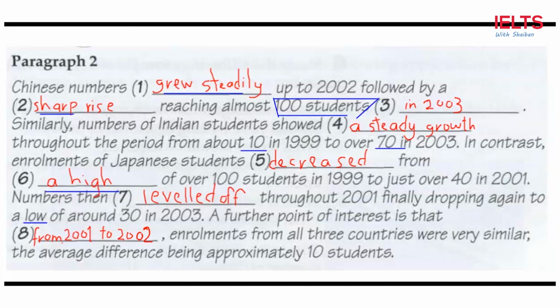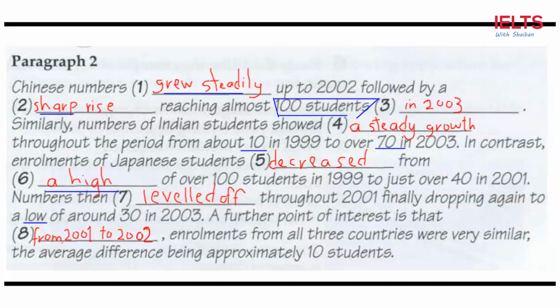A further point of interest is that from 2001 to 2002, enrollments from all three countries were very similar. So there's a big similarity between the three countries, the average difference being approximately 10 students.